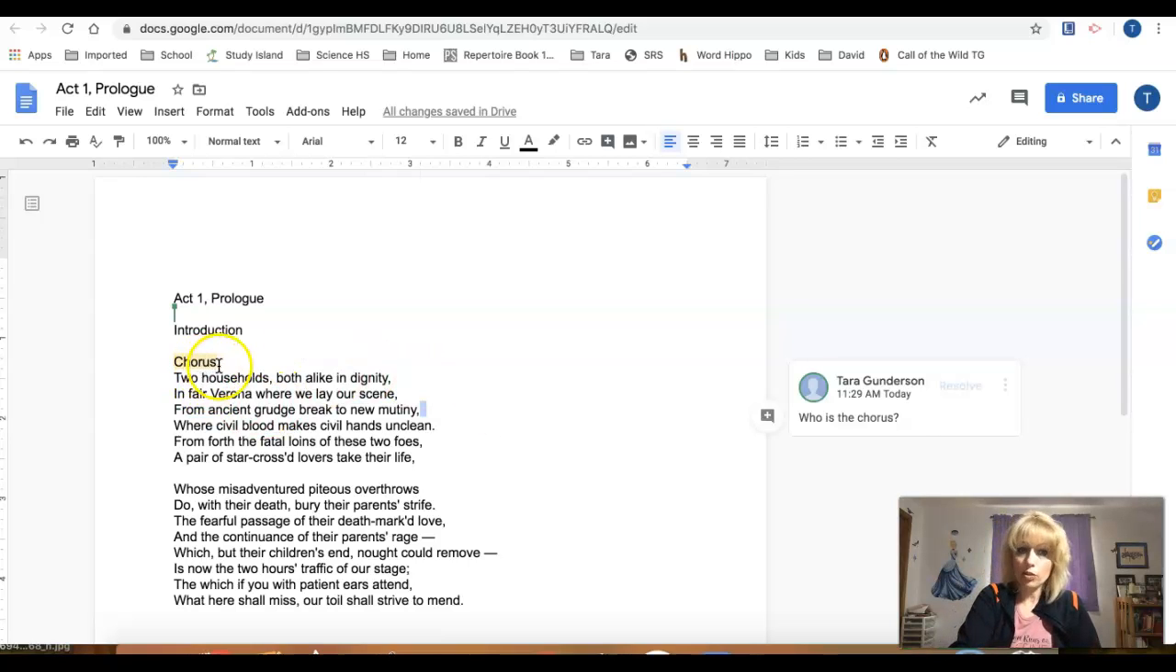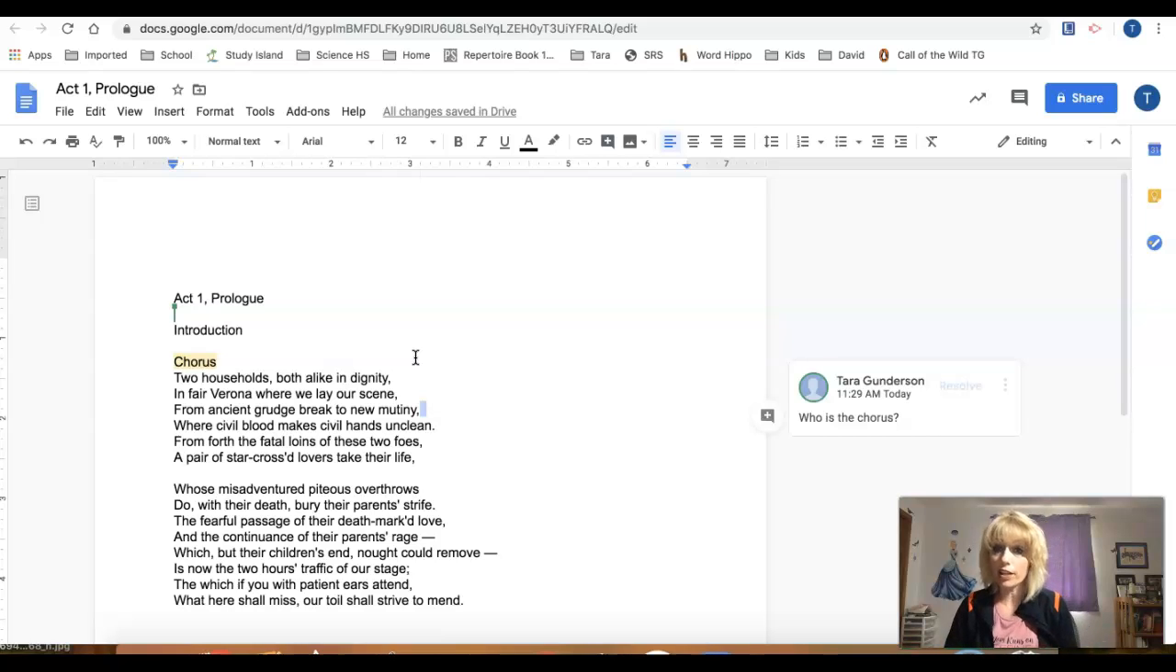So in the chorus, this is the beginning, and remember, this is giving us background information. Two households, both alike in dignity, in fair Verona, where we lay our scene, from ancient grudge break to new mutiny, where civil blood makes civil hands unclean. From forth the fatal loins of these two foes, a pair of star-crossed lovers take their life.